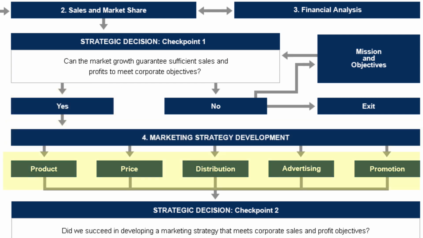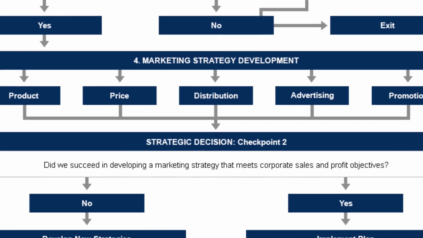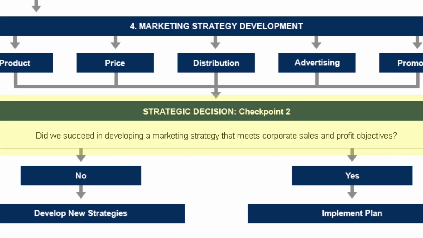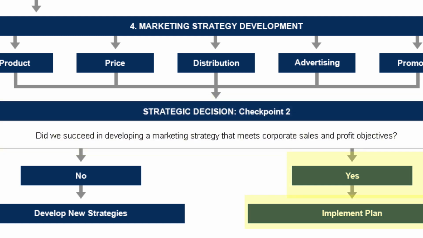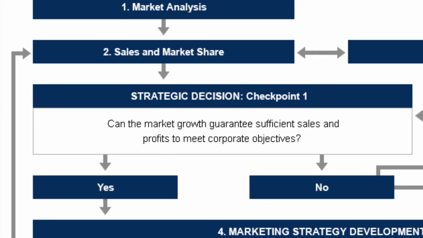The marketing strategy is a function of the sales and brand share objectives. Each sales objective requires a different marketing strategy, and each marketing strategy will produce different financial results. Thus, we again have to check the profit picture after the marketing strategy has been developed. Did we succeed in developing a marketing strategy that meets corporate sales and profit objectives? If yes, we go ahead and implement the plan. If no, we go back and develop new sales and share objectives.